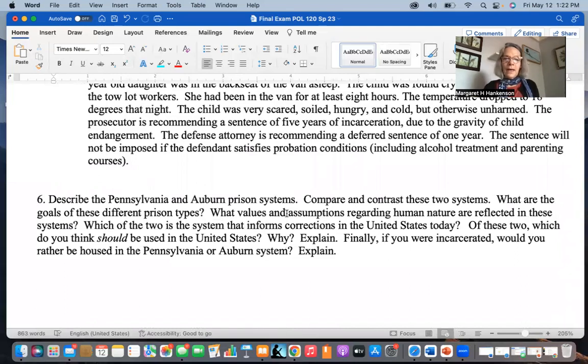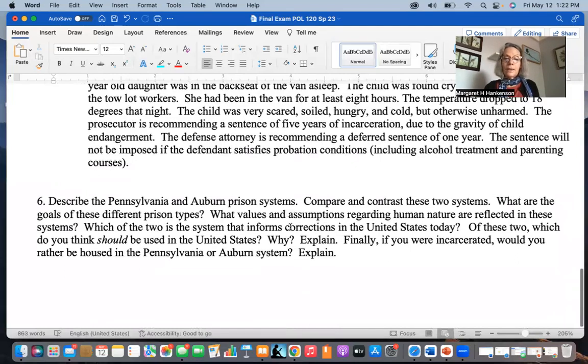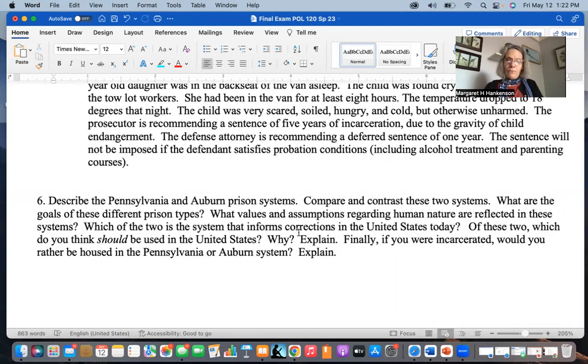The last one, pretty straightforward. I want you to describe the Pennsylvania and the Auburn prison systems. Compare and contrast these two systems. What are the goals of these different prison types? And what are the values that these types of prisons are telling us about our values? And also, when we create these two different types of prisons, what are the assumptions that these types of prisons make about human nature? And then say how those values and those assumptions about human nature are reflected in these systems.